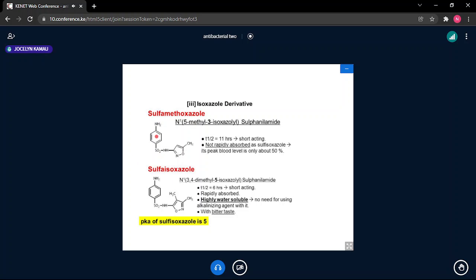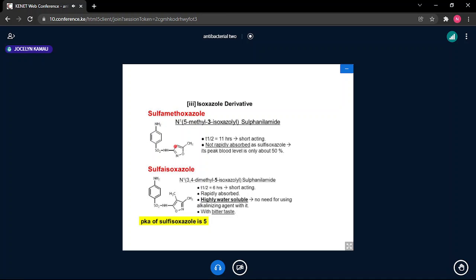So the only difference here, even with this drug, you also realize that it has two methyl groups, and the methyl groups also improve its lipid solubility. But because this oxygen is attached to the nitrogen, it has a major influence on the polarity of this drug, increasing its acidity, allowing it to be highly ionized, and slightly more water soluble than sulfamethoxazole.